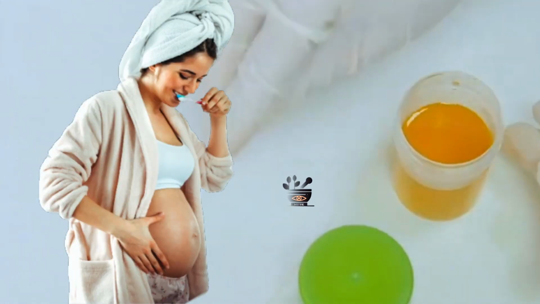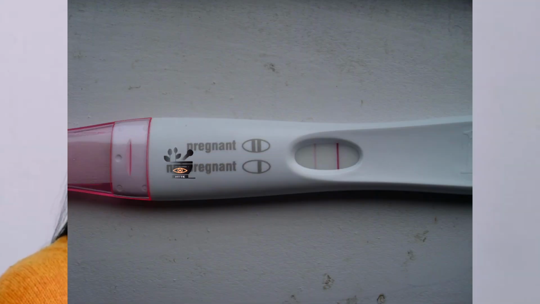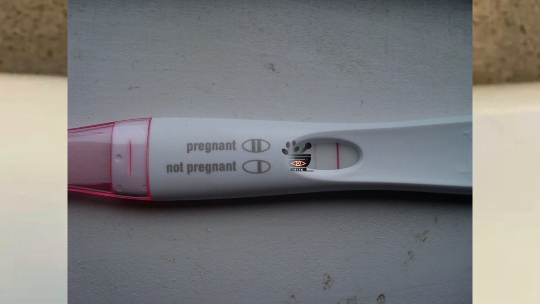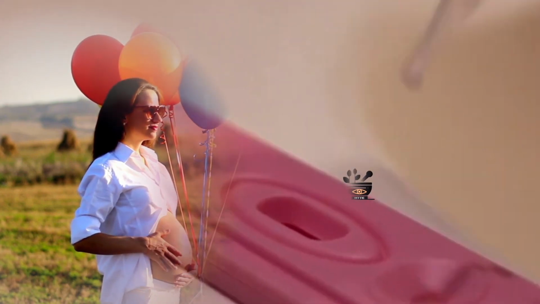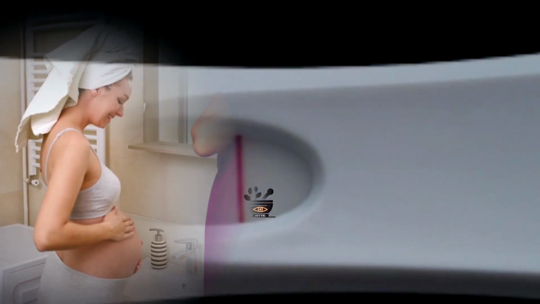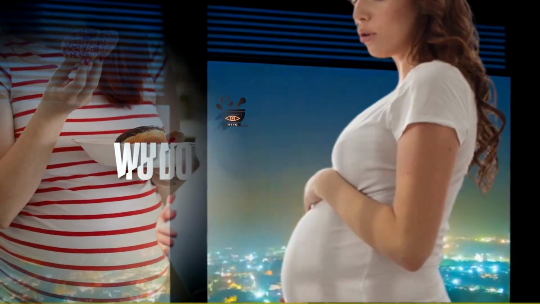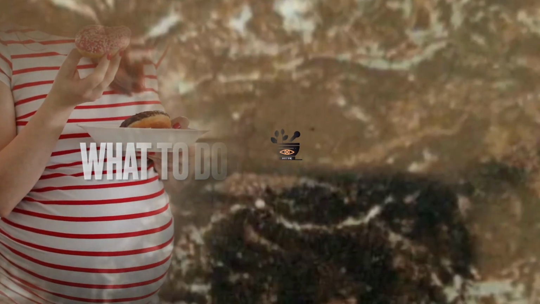To differentiate evaporation lines from positive pregnancy test results, it's crucial to wait a few minutes after taking the test and check the line again. If the line remains faint and doesn't darken, it's likely an evaporation line. Now, what should you do if you suspect you have an evaporation line? Well, it's important to retake the pregnancy test, following the instructions correctly. Consider using a different brand of pregnancy test to confirm the result. Remember, while home pregnancy tests can be reliable, it's always best to confirm the result with a healthcare provider. They can provide more accurate results through a blood test or ultrasound.